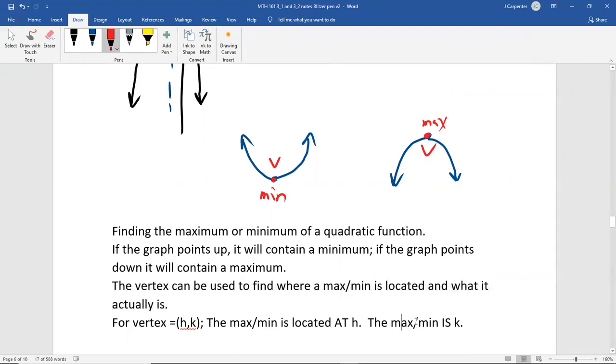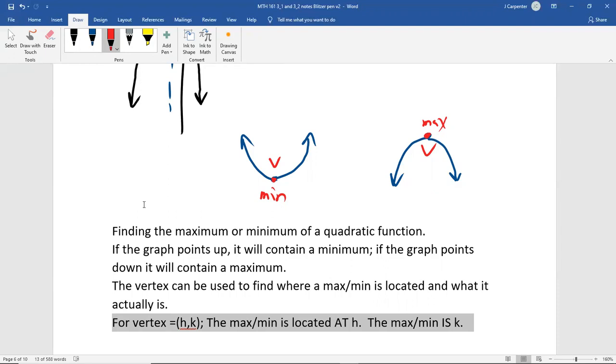Now, we talked about the language before when we were doing relative extrema, relative maxes and relative mins, or local maxes and local mins. All that is the same thing. The language is still the same here: the max or min is located at the x coordinate, which we call h, and the max or min is the y coordinate. And if you get your language wrong, the answer is wrong. Again, there could be partial credit on a test with work shown, but on homework, it's just wrong.